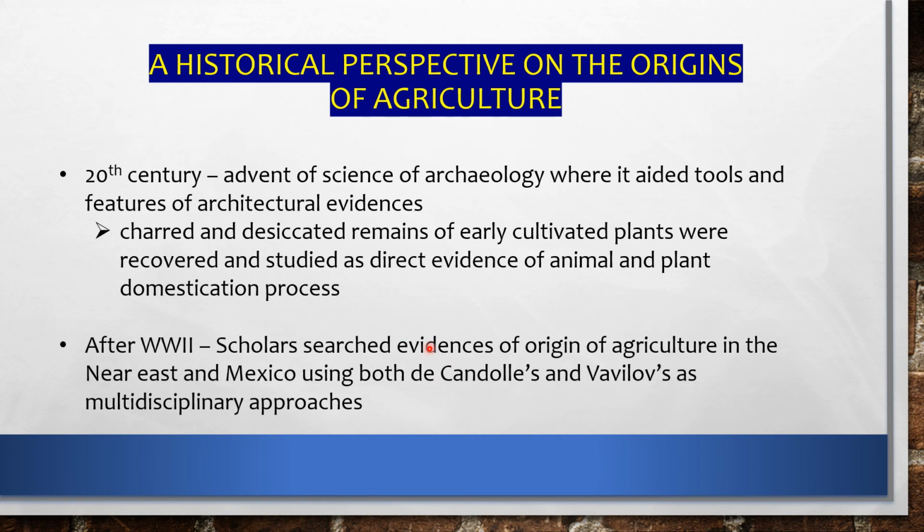Okay, and after World War II, scholars still searched for evidences of the origin of agriculture in the Near East. Malaki dapat yung E sa East, so Near East or the Fertile Crescent in Mexico using both yung approaches nila Candolle and Vavilov. So doon nila na confirm na talagang doon sa Near East and Mexico, maraming crops na nag-evolve or nag-originate doon. Malalaman natin ito sa susunod na mga videos natin.